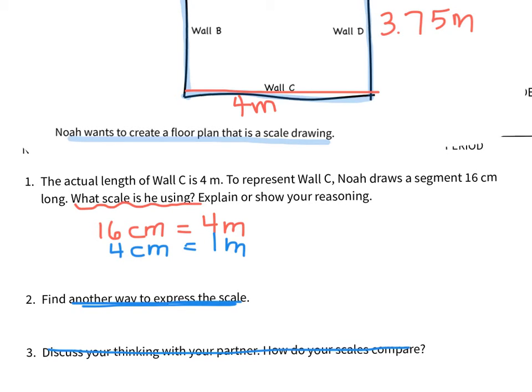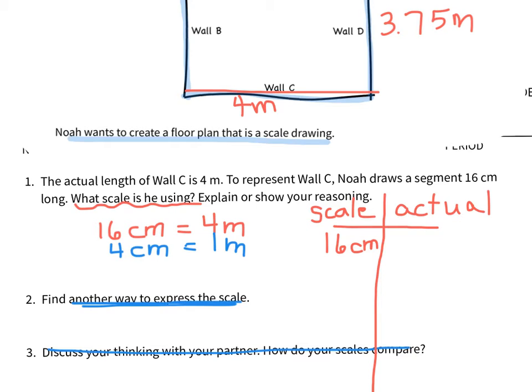Let's think about this by making a table. I'm going to make myself a little chart, and my chart is going to have the scale copy size and the actual size of the walls. In the original drawing, the scale segment that Noah drew was 16 centimeters, and the real wall was 4 meters. That comes back from right here: 4 meters to 16 centimeters.